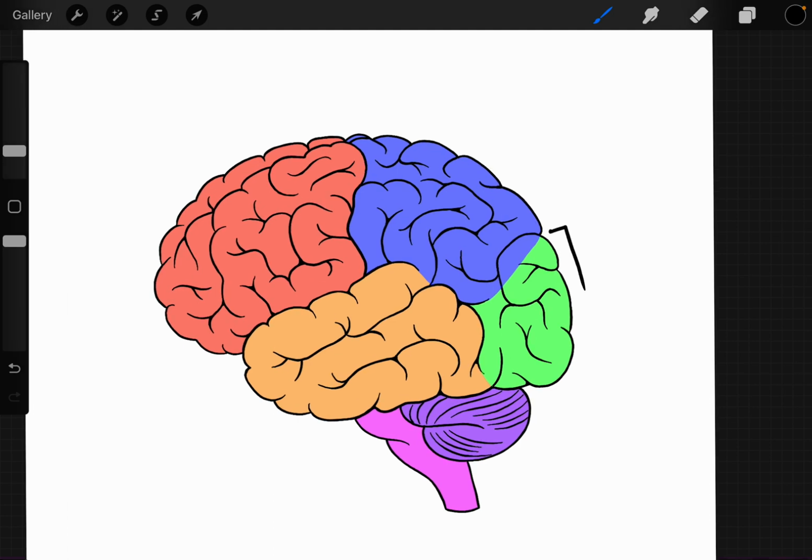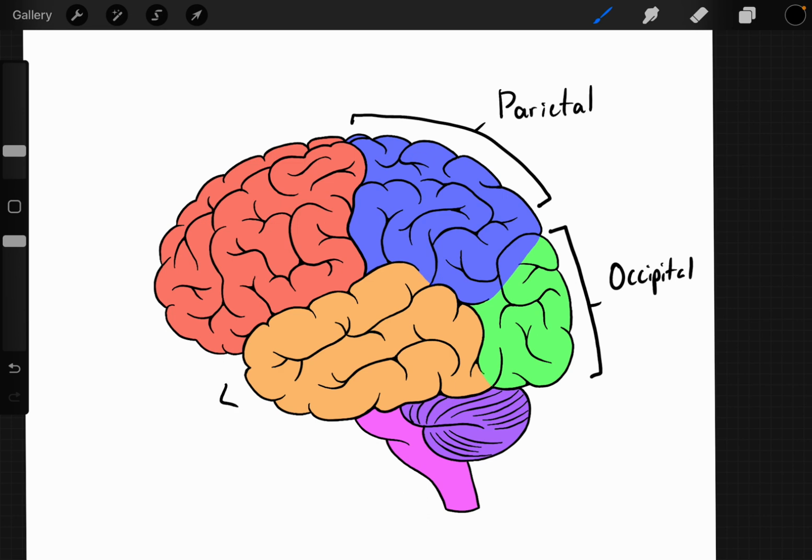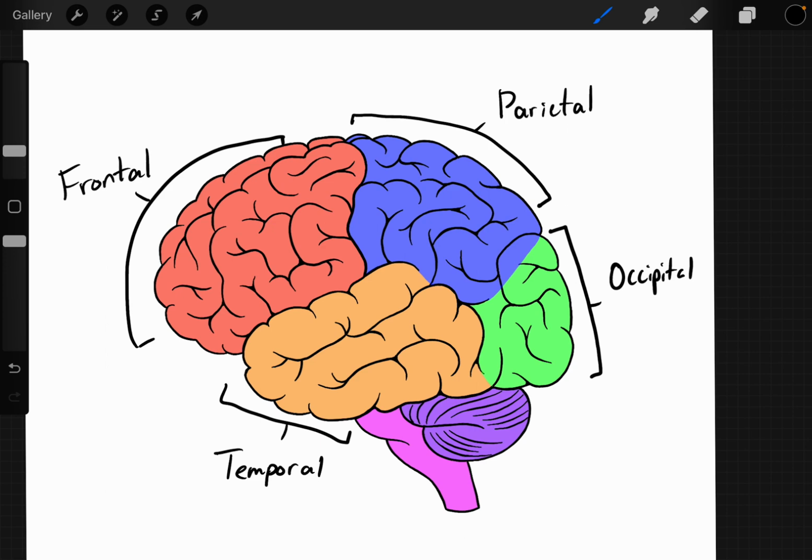In this back portion back here, that's going to be called the occipital lobe. This part of the top is going to be called the parietal lobe. Down here towards the bottom, it's going to be called the temporal lobe. And then this one that spans across the front of the brain is the frontal lobe. As we look at this, we're going to come back to these names as we discuss the different parts and what they're responsible for.